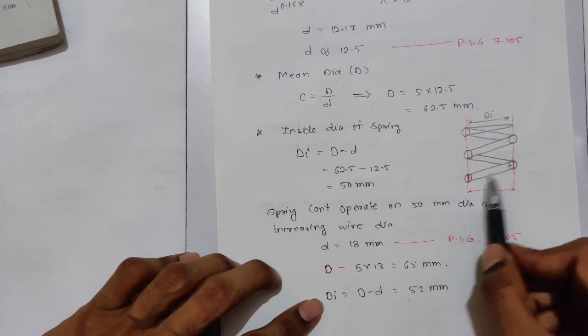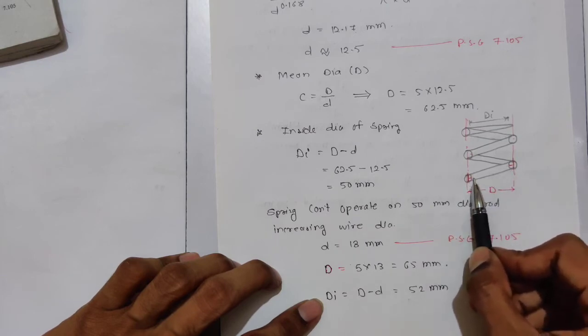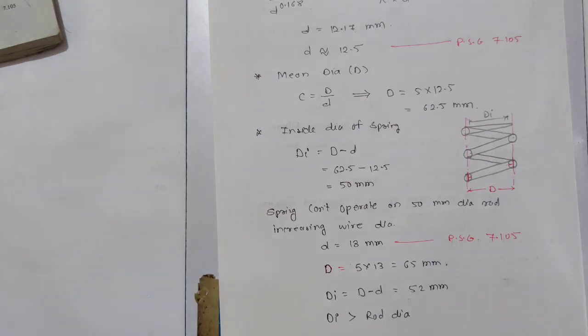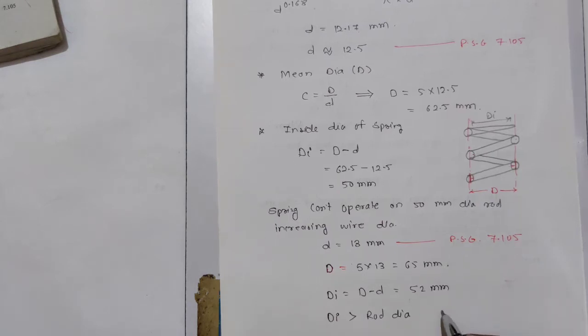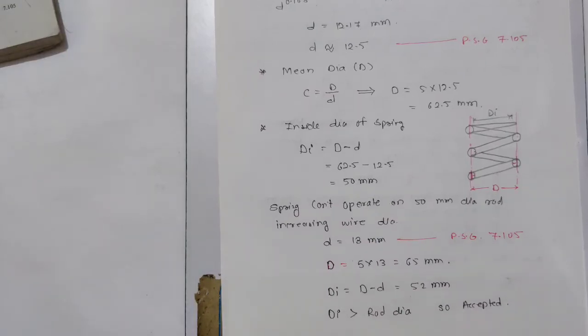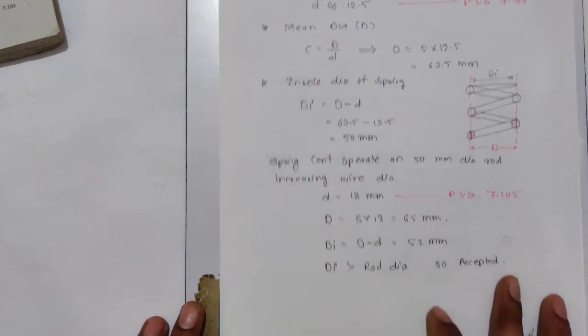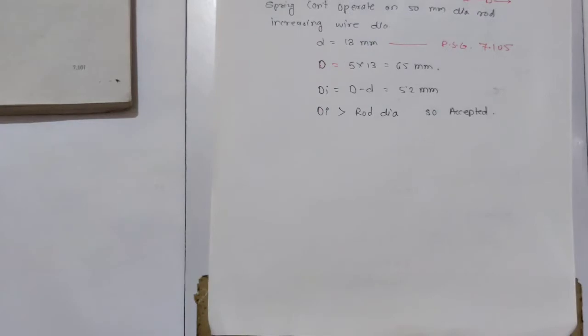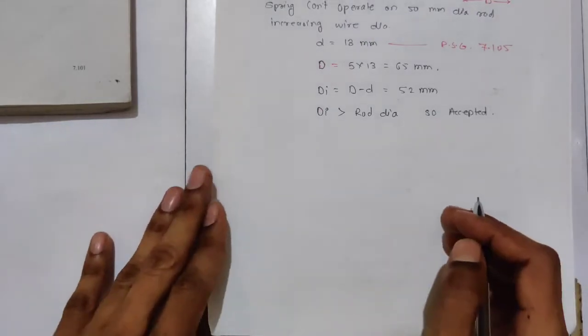So inside diameter is 52 mm. There will be 1 mm gap over here, 1 mm gap over here. So we can say that Di is greater than rod diameter, hence it is accepted, or adequate. So accepted or adequate you can write. Now we fulfill the condition, so we can move to the next step. Next is calculation of active turns.